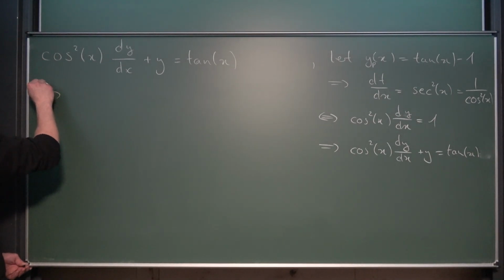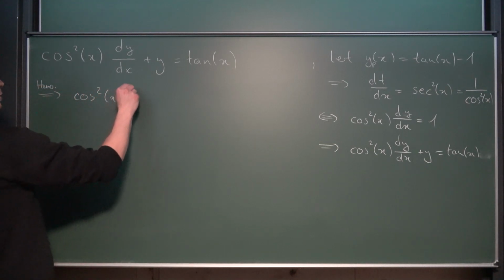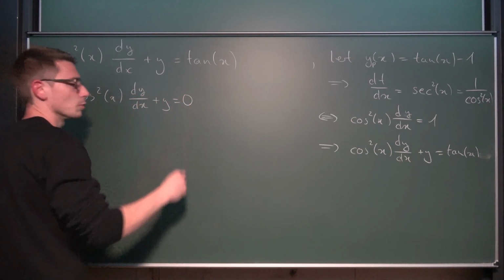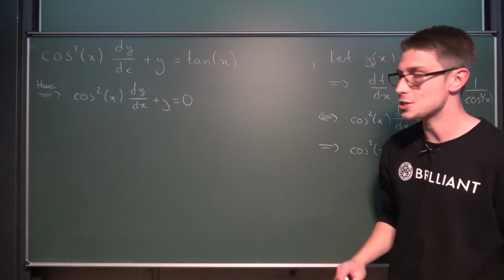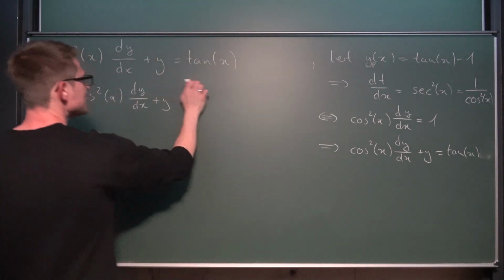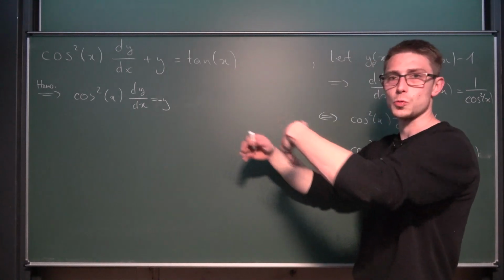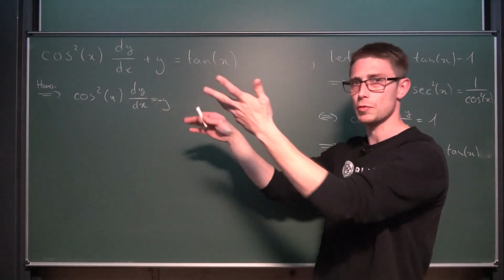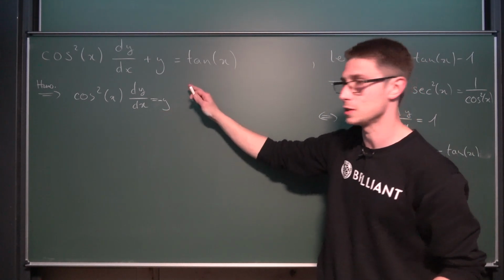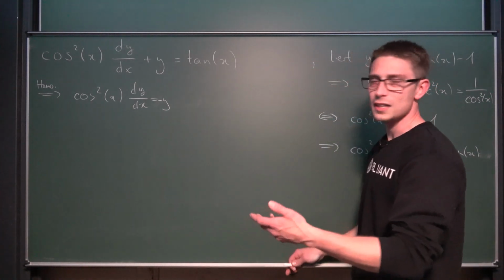So for the homogeneous one, the homogeneous solution, we need to solve cosine squared of x times dy/dx plus y is equal to 0. And now we are going to go through the standard procedure here. At first we are going to separate both sides, meaning we are going to subtract y on both sides. And then we are going to bring everything that is y to one side and everything that is not with respect to y to the other side.